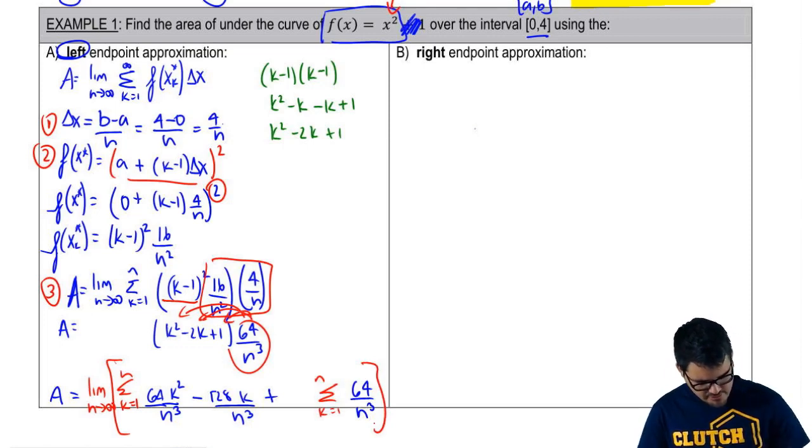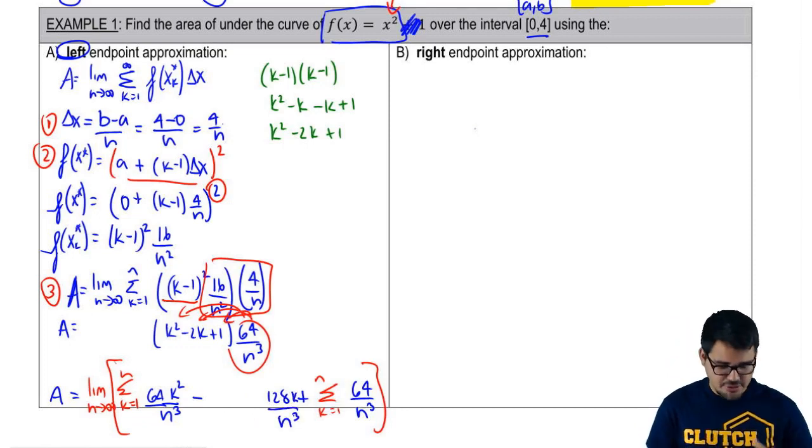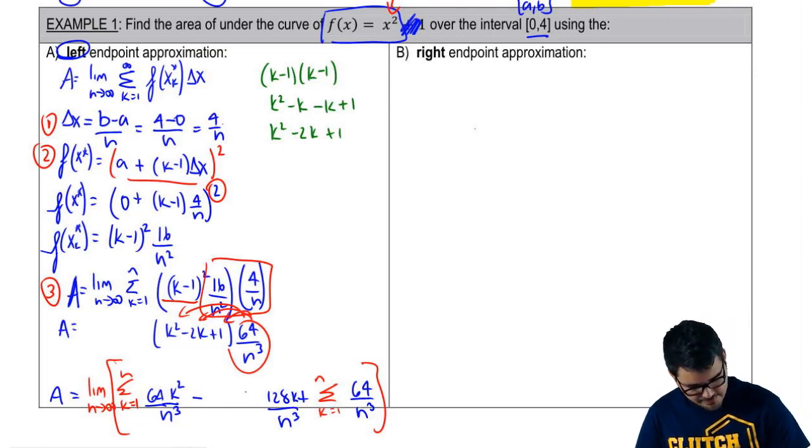And then I'm going to go ahead and move this guy, this 128k over n cubed, a little over here. So 128k over n cubed, I'm just moving him over here. You guys have a little more space down there in your paper, but I'm a little limited here.